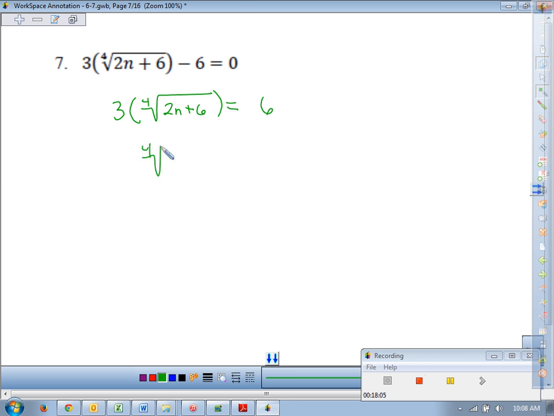Then get rid of the times 3. Some of these aren't going to come out so nice on your homework. You know, like 6 divided by 3 is 2. You might get a fraction over there. Don't let it scare you. Fractions are numbers just like everybody else.